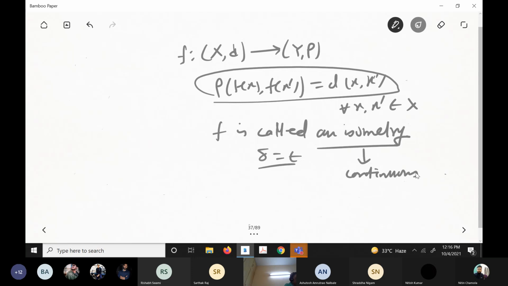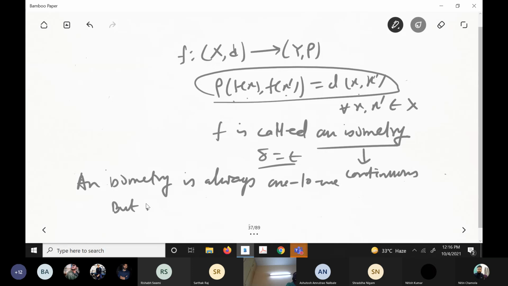Also see that an isometry, by definition, has to be one-to-one, because if you have f(x) equal to f(x'), then this distance will be 0, so x equals x'. An isometry is always one-to-one, but it need not be onto. Be careful, it need not be onto. That's why, if an isometry is onto, we emphasize onto isometry.